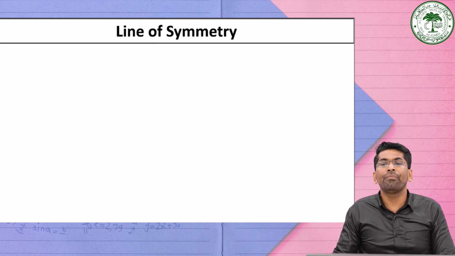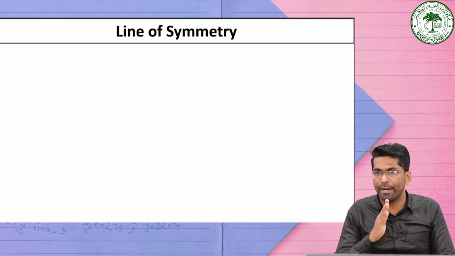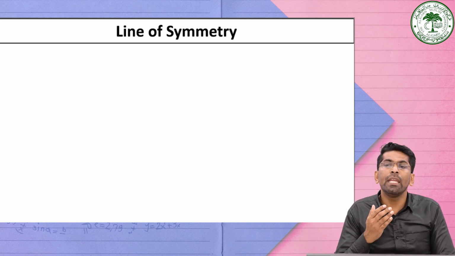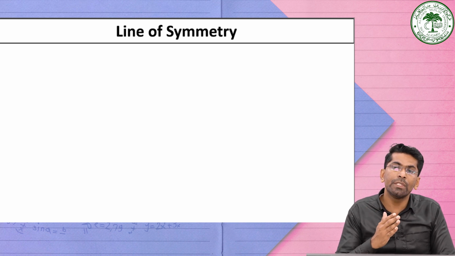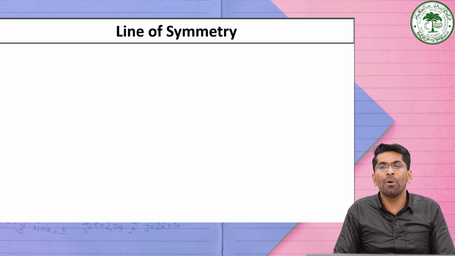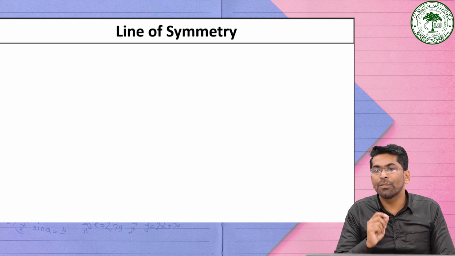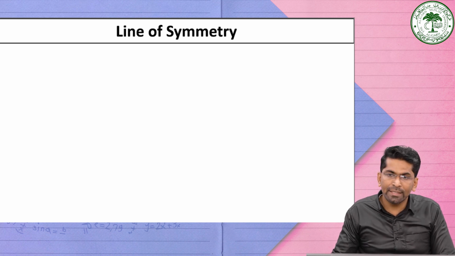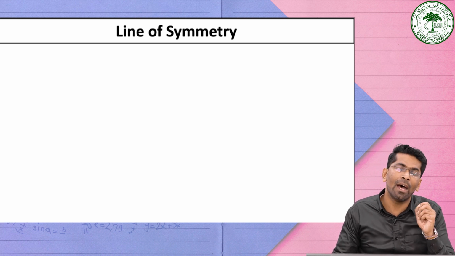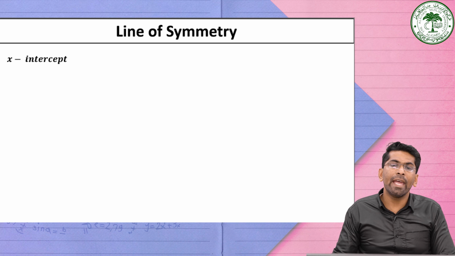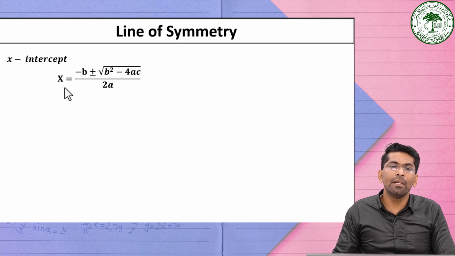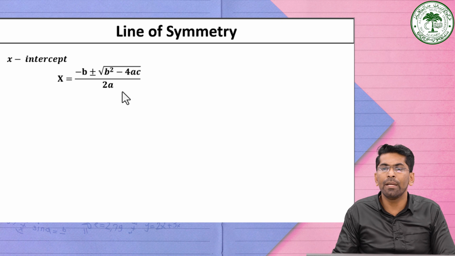Now, using the fact that the parabola is symmetric, we can determine the equation or formula for the vertical line of symmetry using the x-intercepts. For that we want to find the x value midway between the x-intercepts by taking an average. It will be clear. By using our quadratic formula, the x-intercepts can be found here. x is equal to, we know this is the quadratic formula, minus b plus or minus the square root of b squared minus 4ac, divided by 2a.